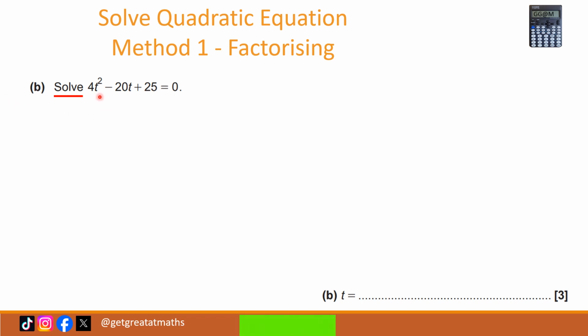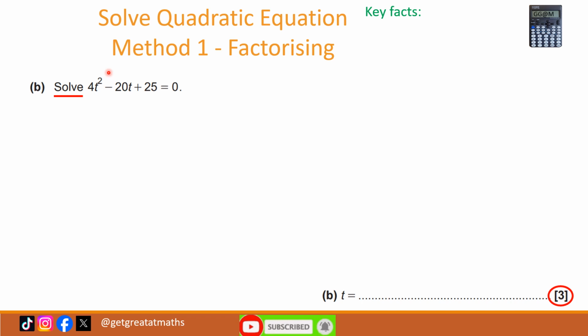Now we know the equation is a quadratic equation because we have got a t squared here, and this value of the squared makes it a quadratic. So any equation involving a squared will be a quadratic. This question is worth 3 marks.